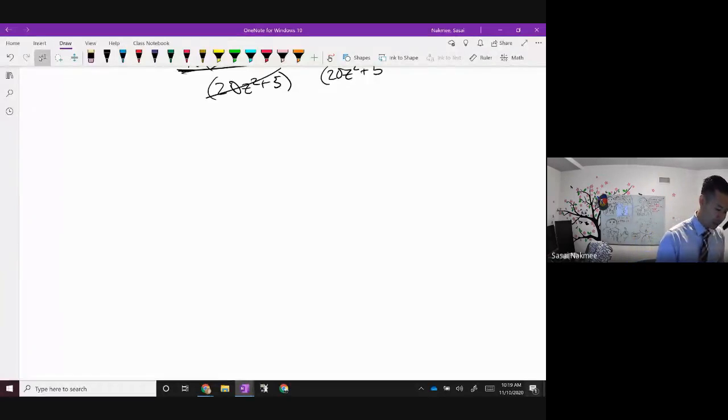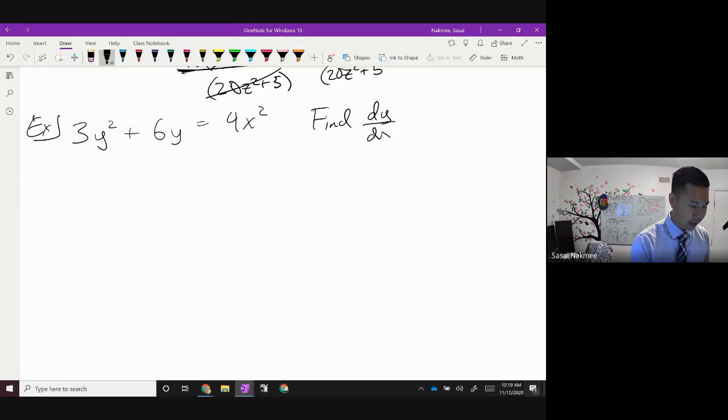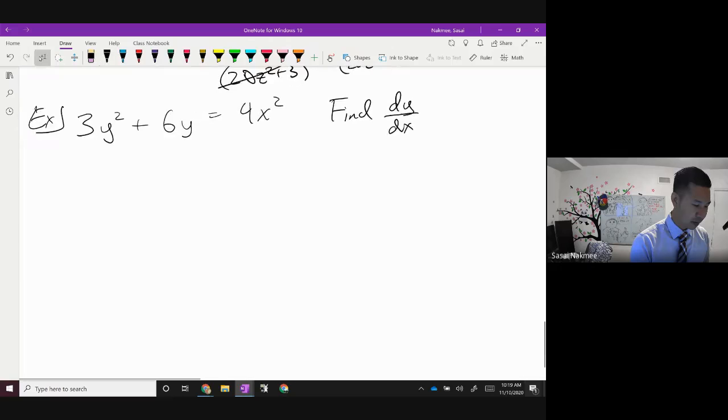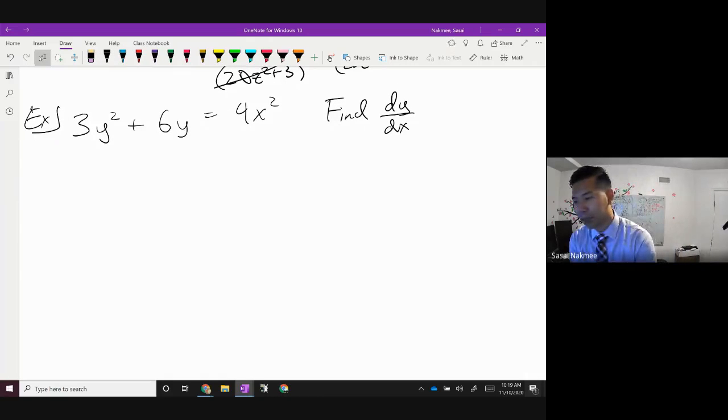So let's see here. I have, for example, let's say I was looking at 3y squared plus 6y equals 4x squared. And I was asked to find dy/dx. All right, so there's my equation. There's what I need to find.